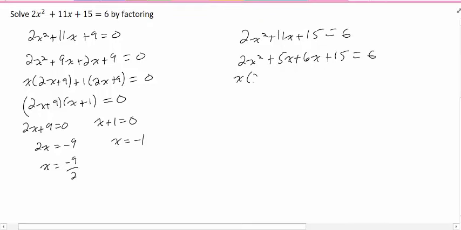Common factor for the first two terms is an x. For the second two terms is a 3. Now I have a binomial as a common factor. I'll factor it out. That leaves me with an x and a 3.